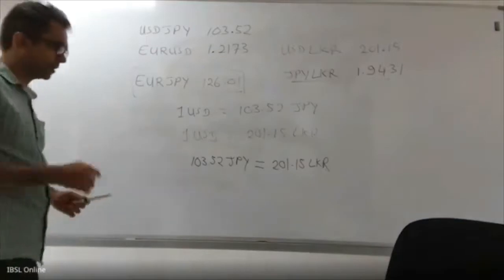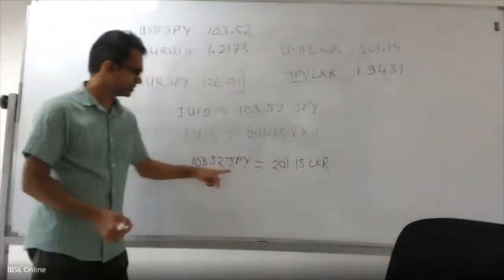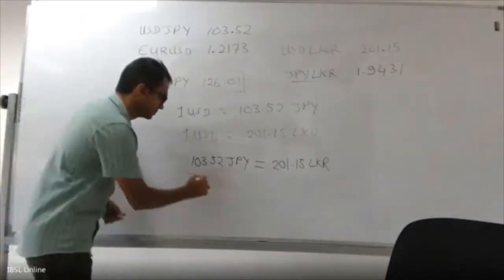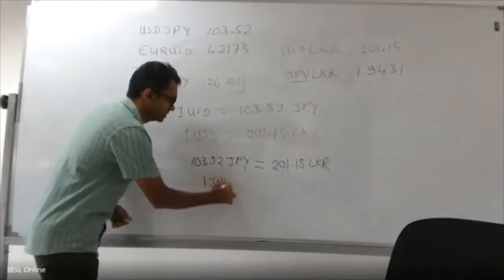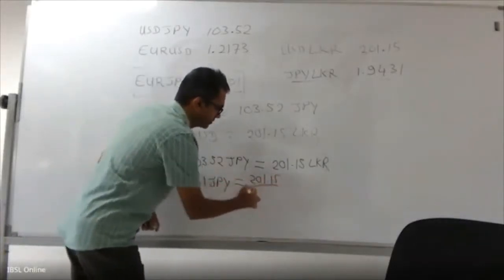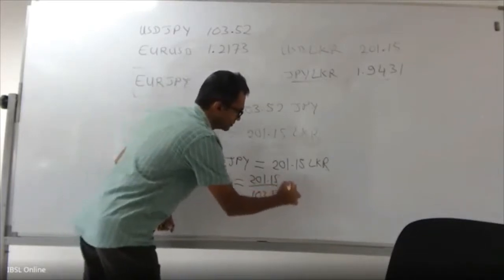Then what is the value of 1 yen? Divide both sides by 103.52. You get 1 JPY equals 201.15 divided by 103.52.